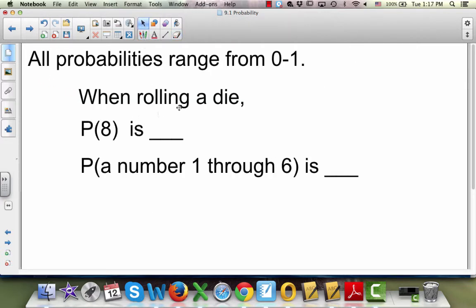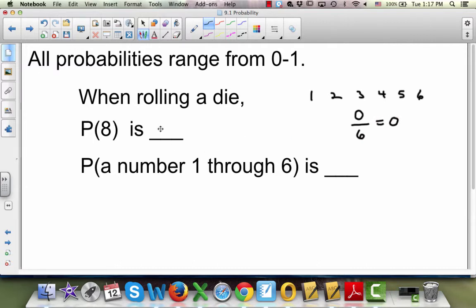Okay, all probabilities range from 0 to 1. When rolling a die, for example, I'm going to show you this. When rolling a die, there are 6 possible outcomes that you can have. You can get a 1, a 2, a 3, a 4, a 5, or a 6. Now, over here it says the probability of getting an 8. Do you see an 8 over here? No. So the favorable outcomes that will be possible are 0, out of the number of possible outcomes, 6. 0 over 6 is equal to 0. So the probability of getting an 8 is 0.